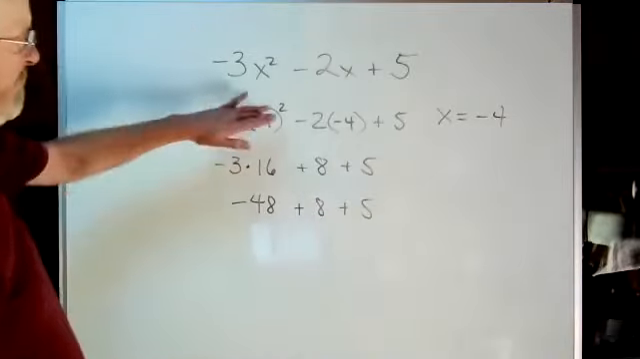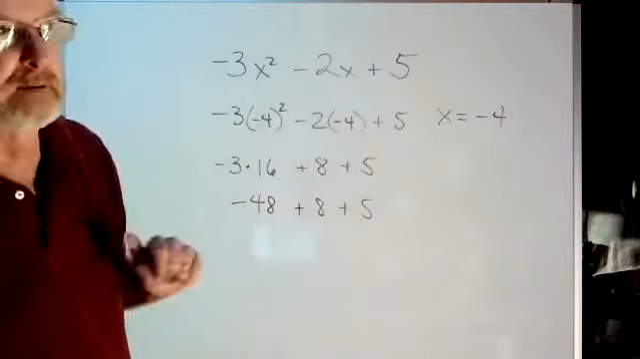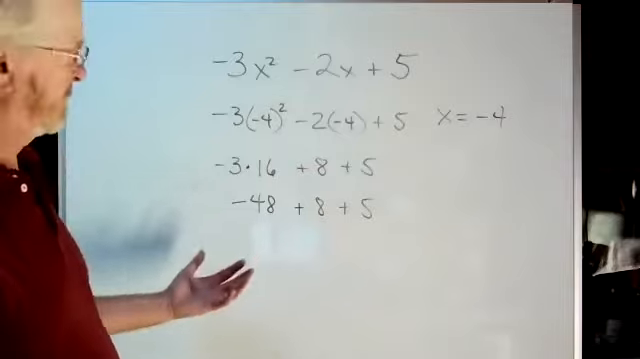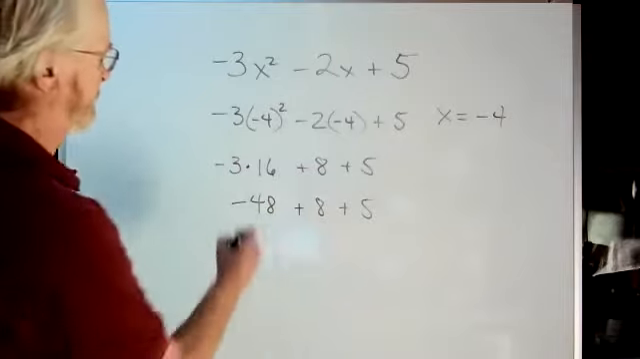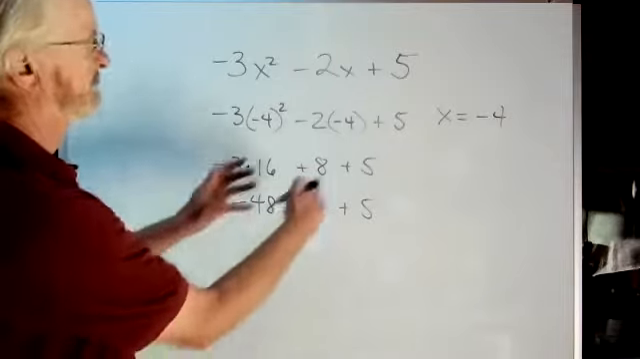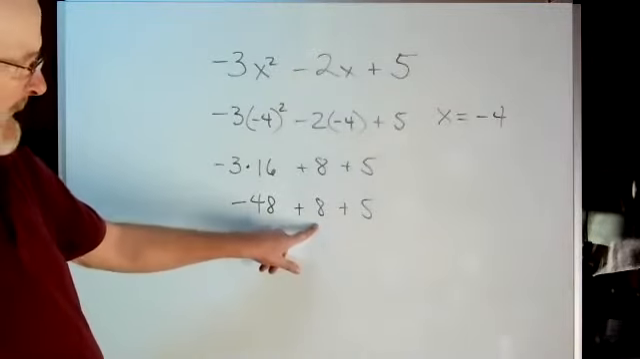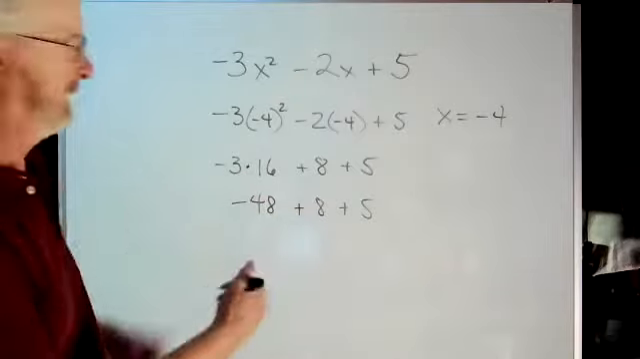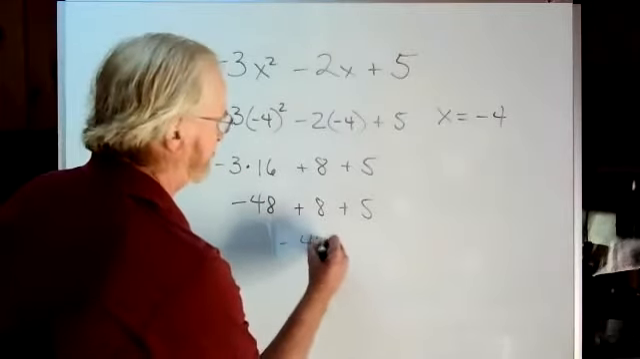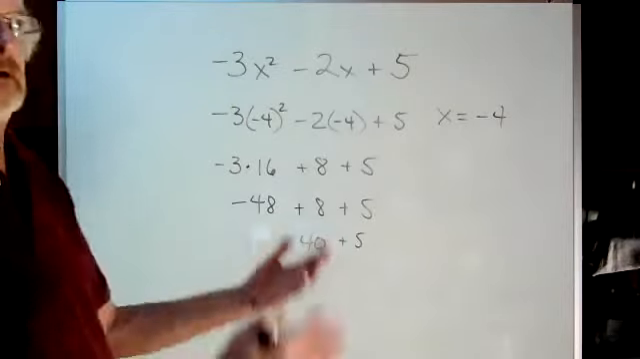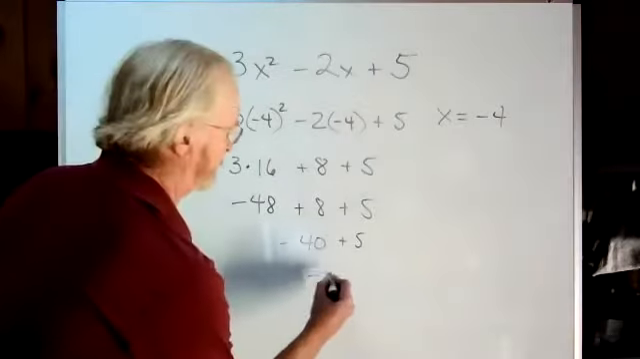So we took care of the squaring and all the multiplying, and now we're down to addition and subtraction. Take them in order from left to right. It's really like saying negative 48 plus 8 plus 5. Negative 48, if I add an 8, I'm still pretty negative: negative 40. And now negative 40 plus a 5, a little less negative, negative 35.